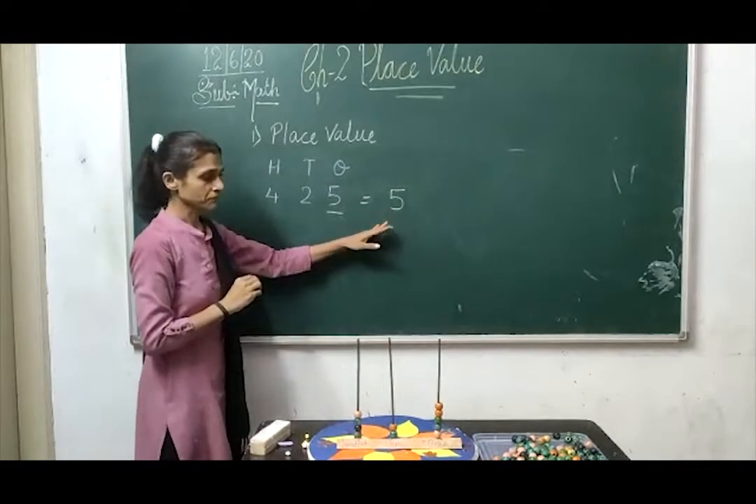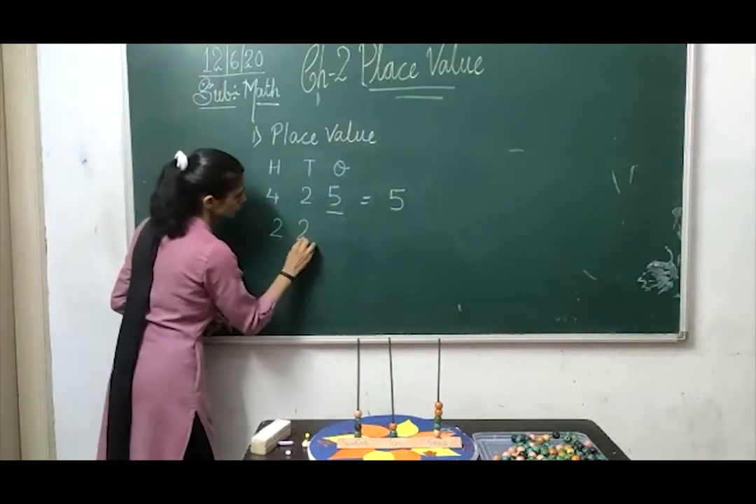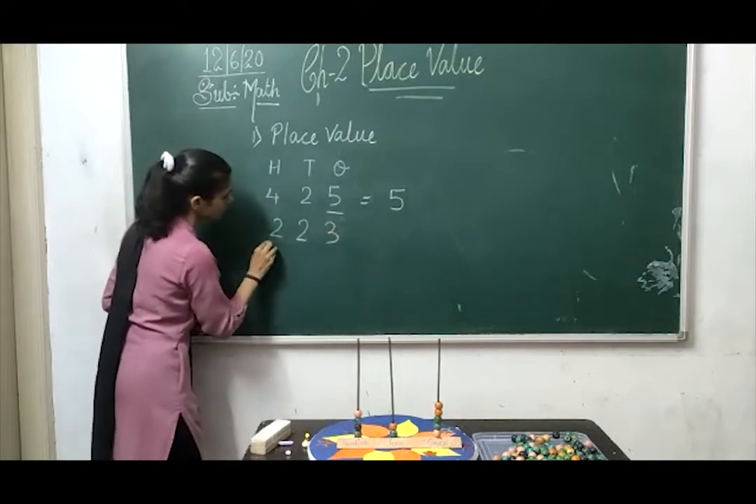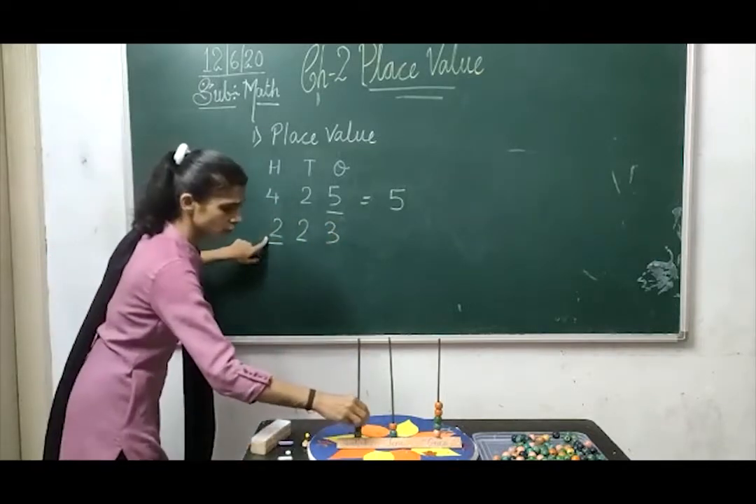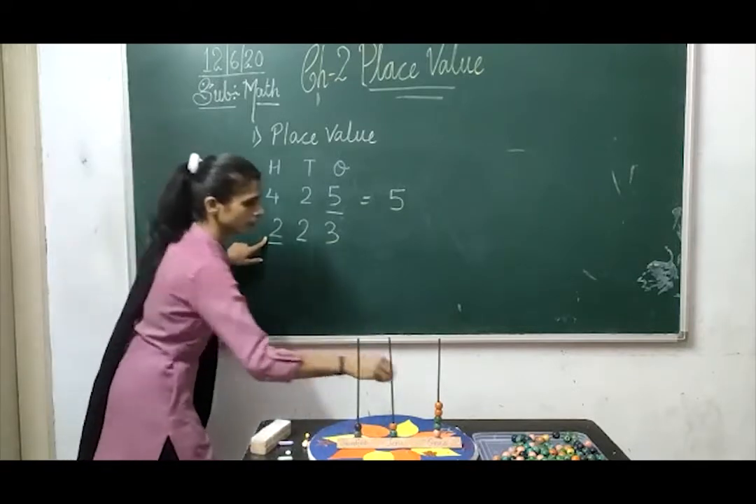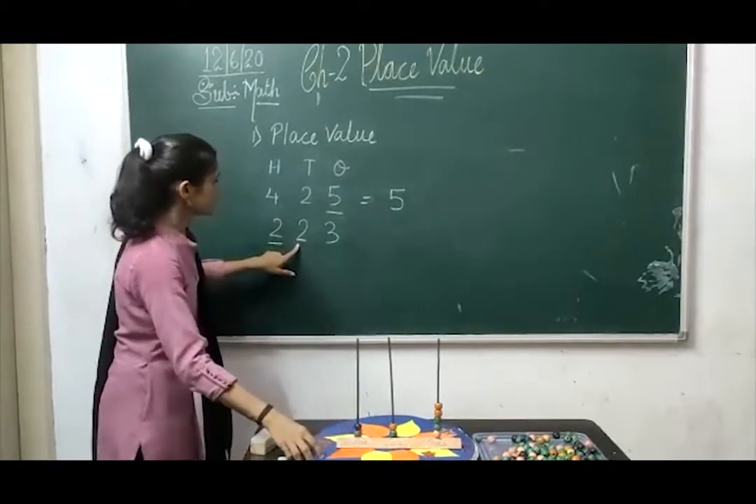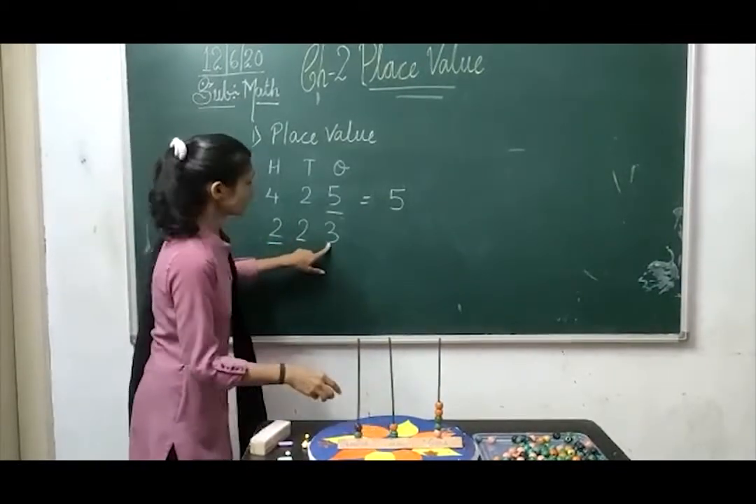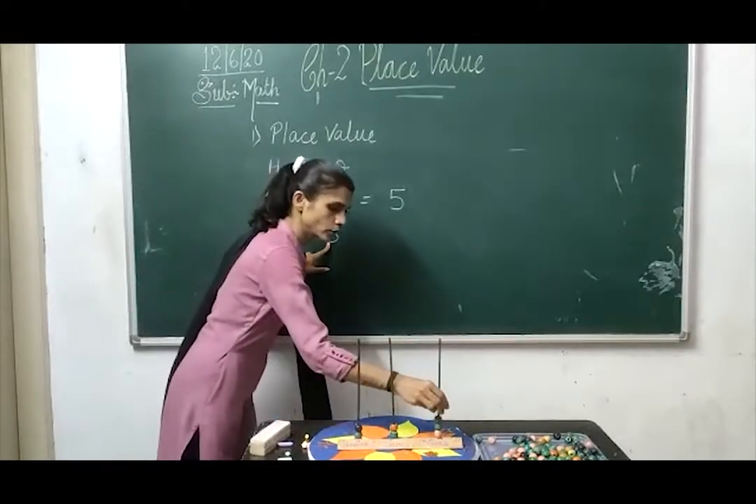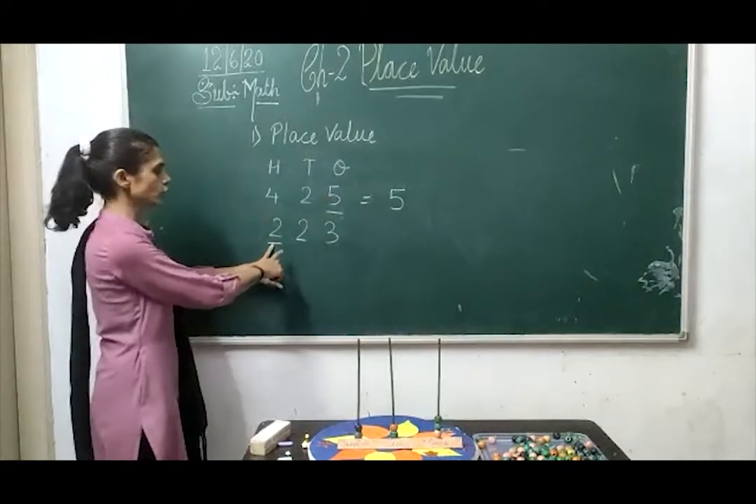I write directly 5. Now if I want to write 2, 2, 3 and I underline over here, in the hundreds place how many were there? 2. So 2 beads were there, 1 and 2. Then in the tens place 2. Already tens 2 were there. And in the ones place 3 were there. So this was 2. So the underline is given on 2.